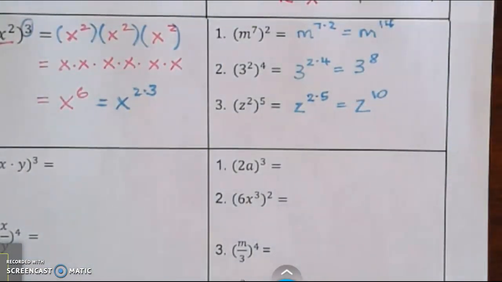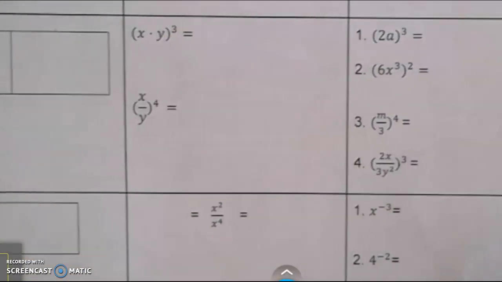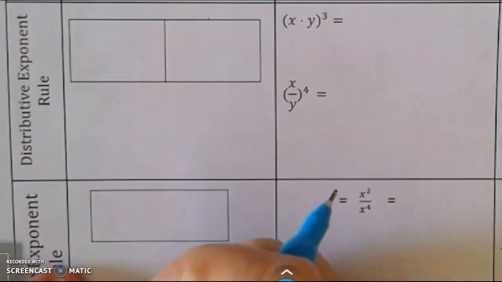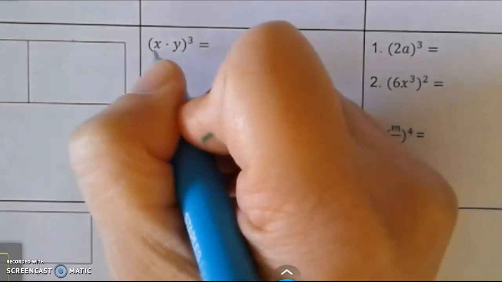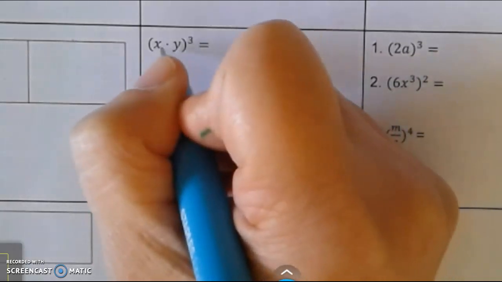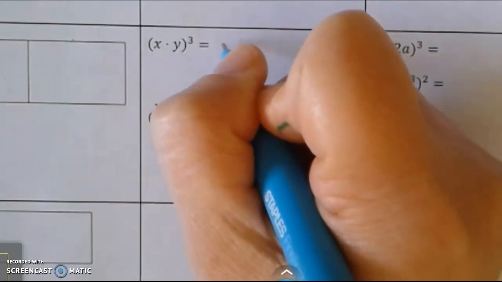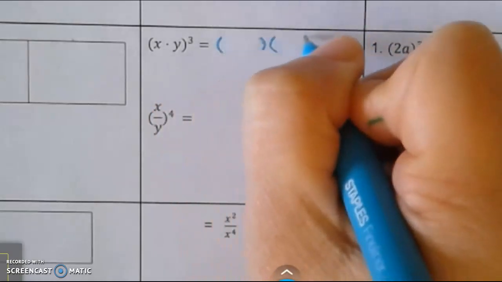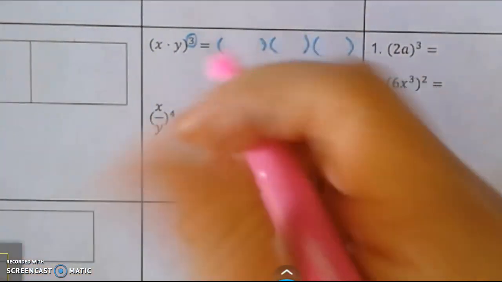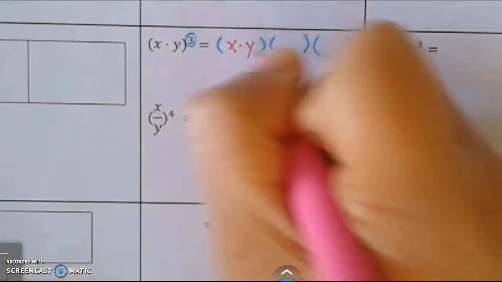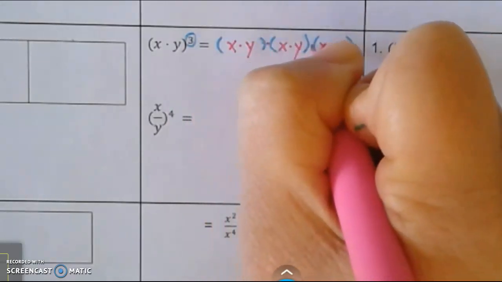Okay, now let's go on to the next part. This is the distributive exponent rule. Now this time you have x and y being multiplied. What's inside the parentheses is a multiplication of 2 different things all raised to the power of 3. We know that this is just whatever is in the parentheses multiplied 3 times. That's what this 3 tells me. And what's in the parentheses is really just x times y and x times y and x times y, and in between, of course, it's multiplication.